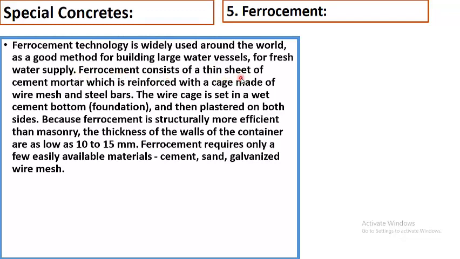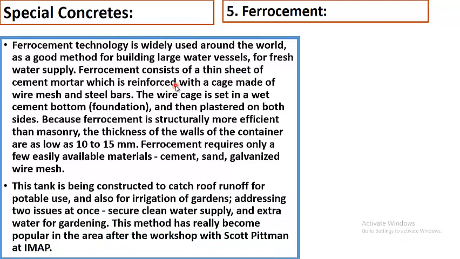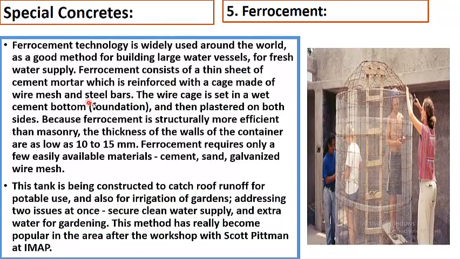Ferrocement consists of a thin sheet of cement mortar which is reinforced with a cage made of wire mesh and steel bars. As you can see here, this structure is composed of wire mesh and steel bars. The wire cage is set in a wet cement bottom foundation and then plastered on both sides. Because ferrocement is structurally more efficient than masonry, the thickness of the walls of the container is as low as 10 to 15 millimeters. Ferrocement requires only a few easily available materials, which are cement, sand, and galvanized wire mesh.